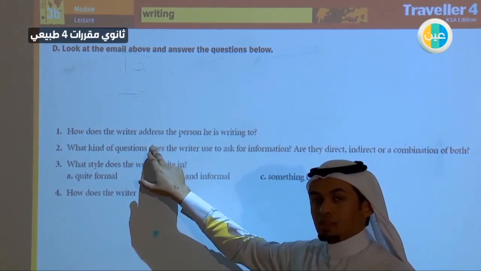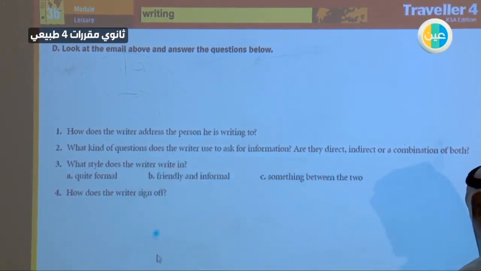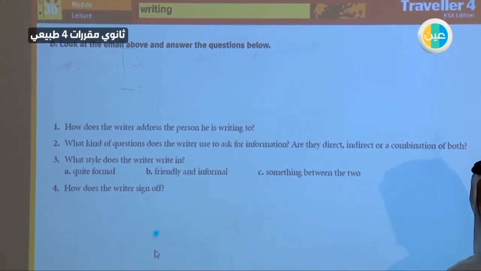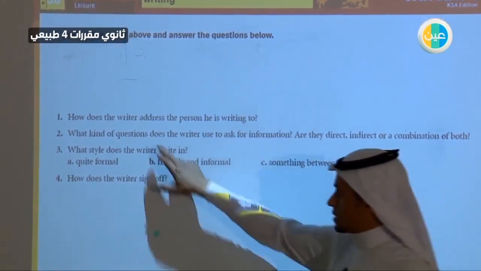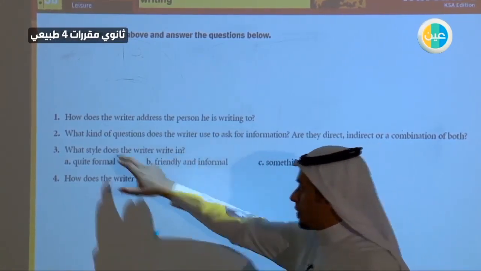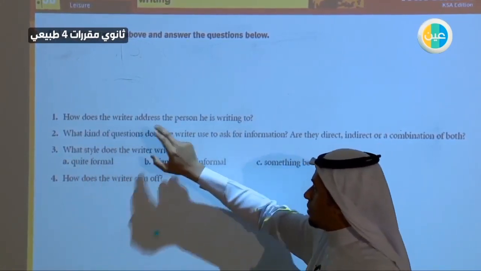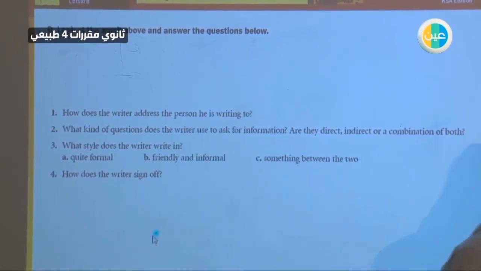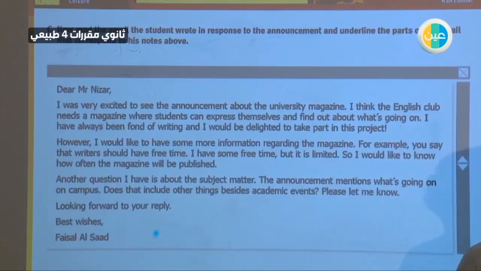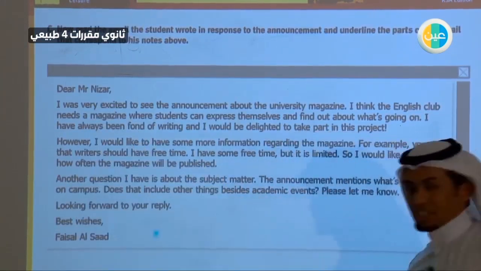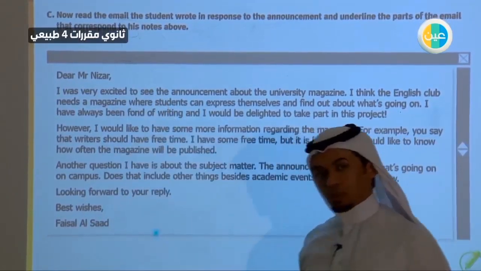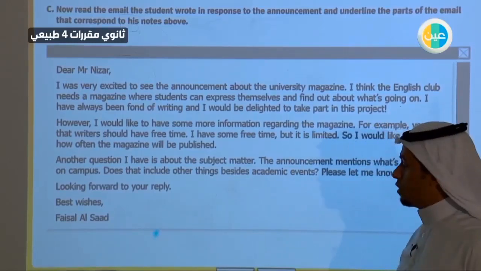Address, not address. Address is a different meaning, which is the location of a place, like a house or a school. But here address is a verb. How does the writer address, mention the person he is writing to? How did he do that? He said, Dear Mr. Nizar, which is formal. This is a formal or official way of writing to someone.